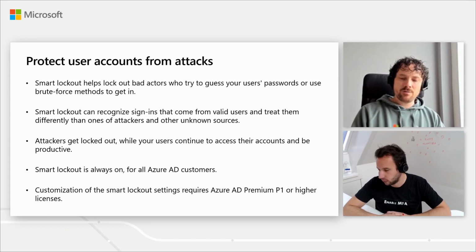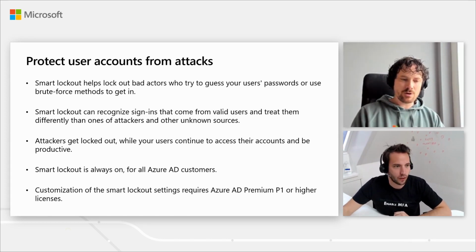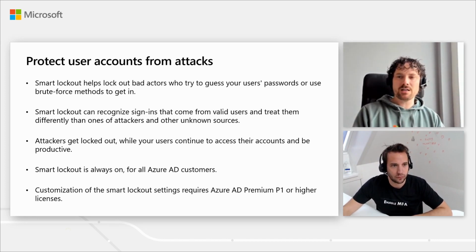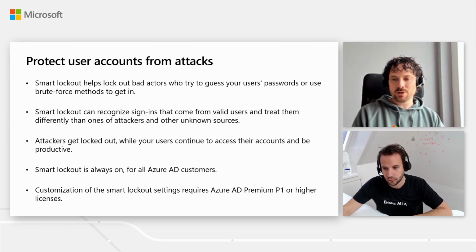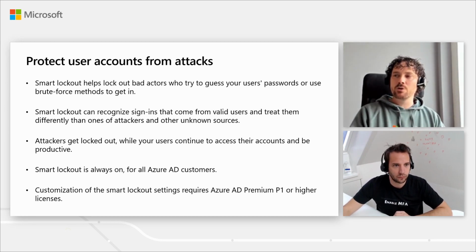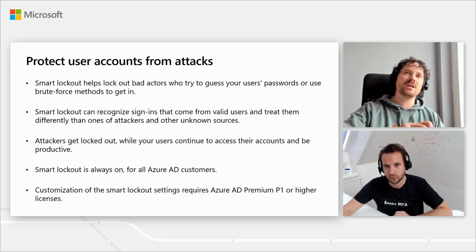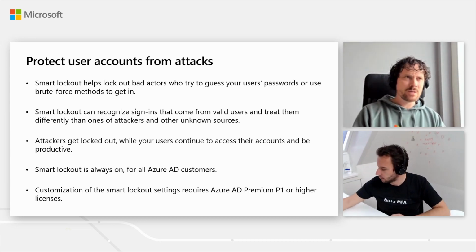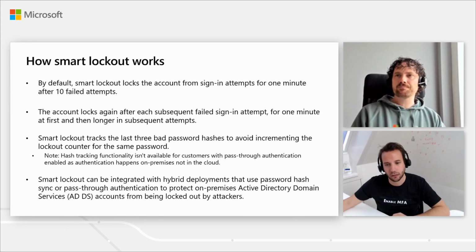There is actually, and if you ever get to talk to one of our identity folks, a pretty cool example of an attack that was happening. It was at a school in the US, where they were trying to brute force into an account, and you can see in the graphs that we were actually blocking those attackers, but we were still authenticating the valid users. Now, this smart lockout is always on for our Azure AD customers. There are some customization possibilities if you are using Azure AD Premium, but it is on by default. So can you give me a quick example of how it works?